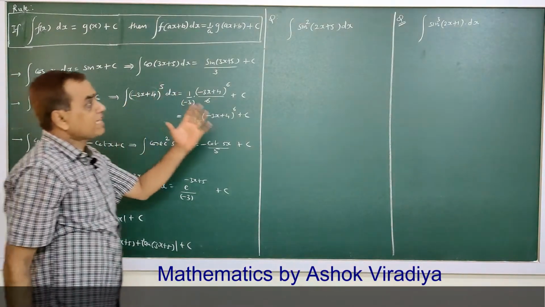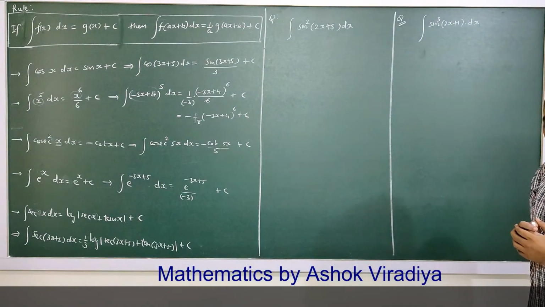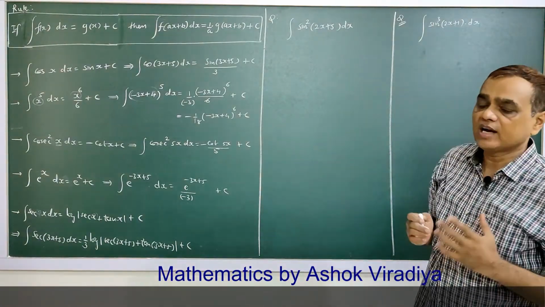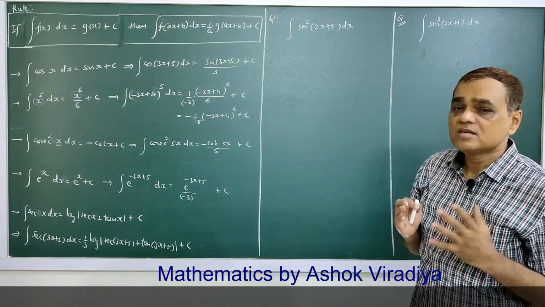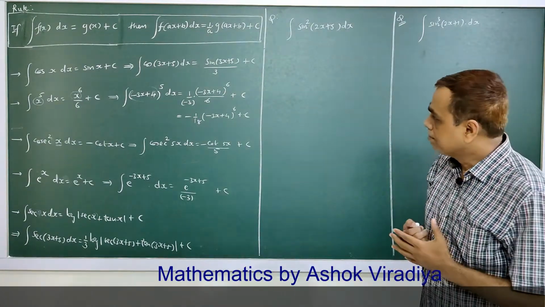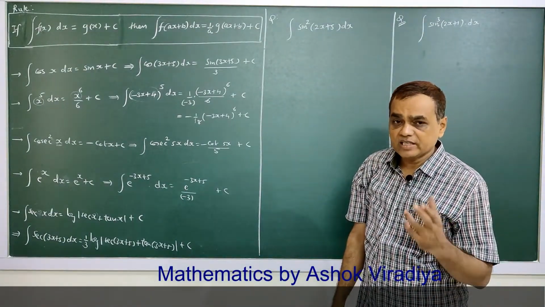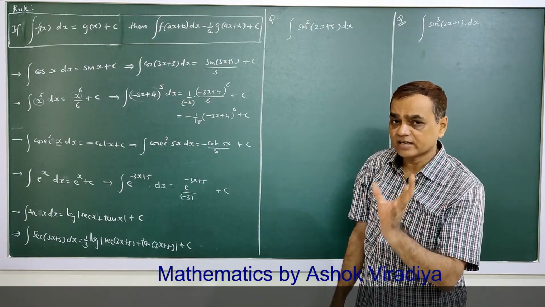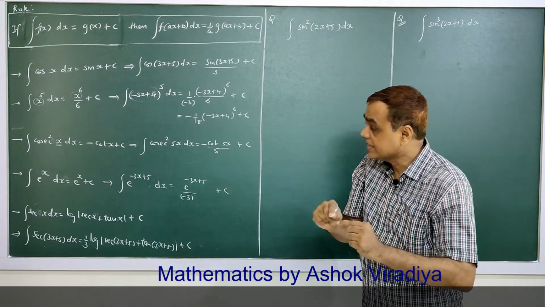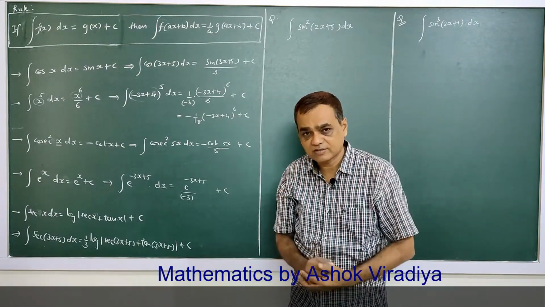Now doing questions from the next exercise. Sine square of 2x plus 5. See, in the list of formulas, we have formulas for integral of sine and integral of cos. But this is sine square. So in the list of formulas, we do not have an integral for sine square. We have integrals for sec square and cosec square x, but we don't have one for sine square x.